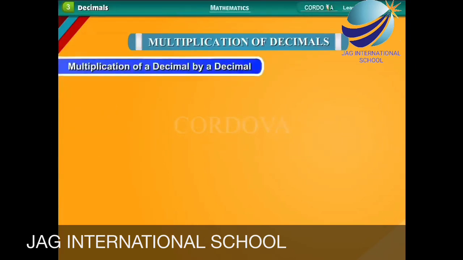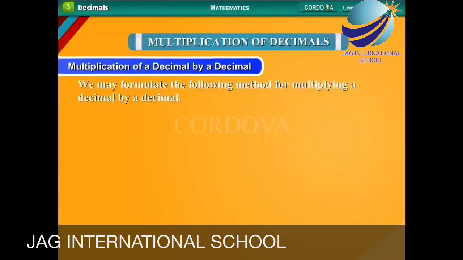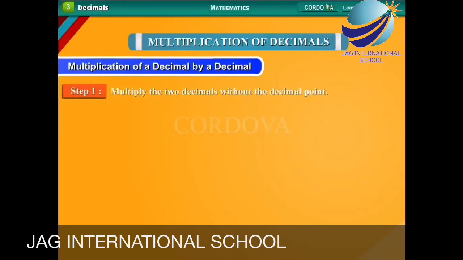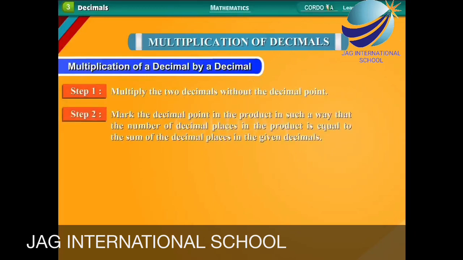Multiplication of a decimal by a decimal. We may formulate the following method for multiplying a decimal by a decimal. Step 1. Multiply the two decimals without the decimal point. Step 2. Mark the decimal point in the product in such a way that the number of decimal places in the product is equal to the sum of the decimal places in the given decimals.